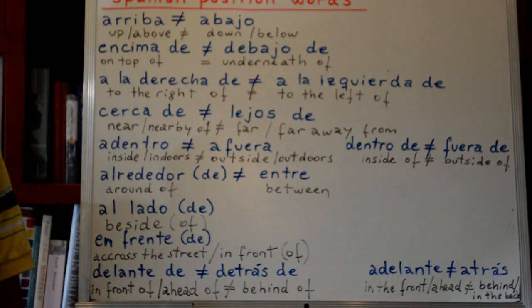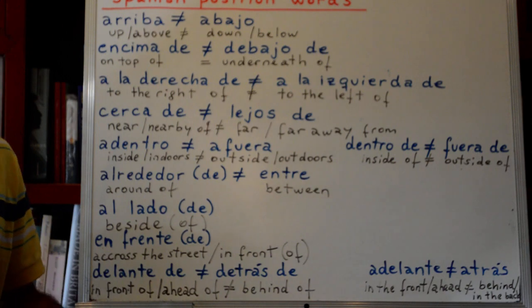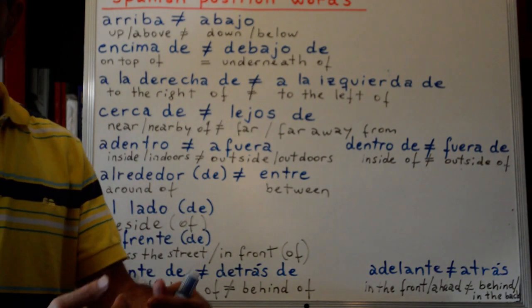Vamos a correr. Let's run. Vamos a is let or let us. Vamos a correr. Let's run. Correr means to run.